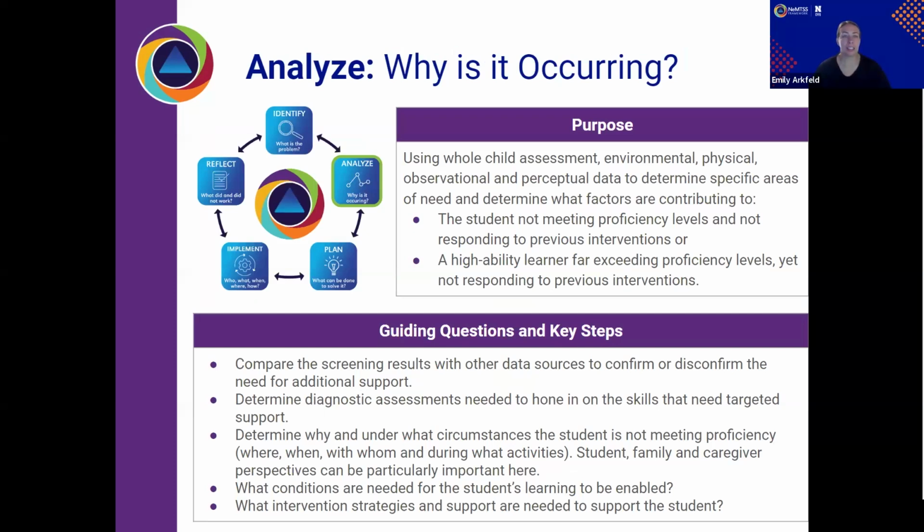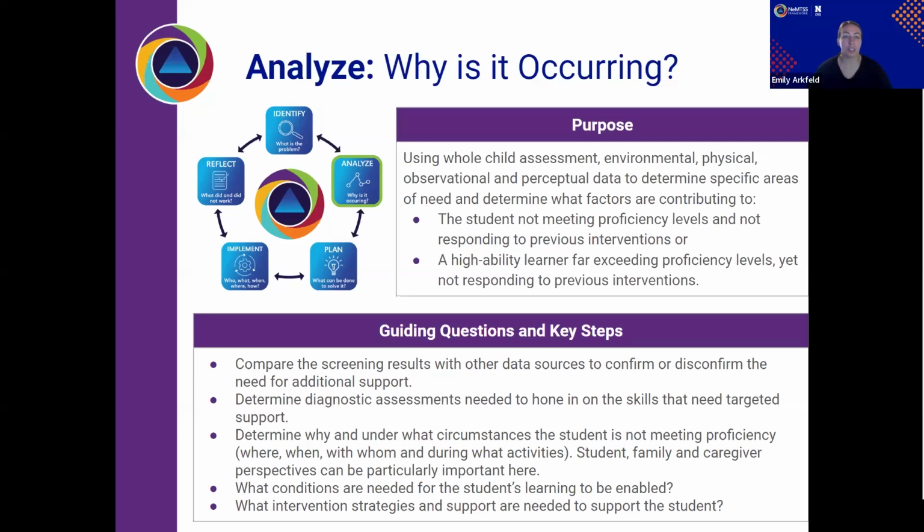Here at the analyze level, we are using whole child assessment, environmental, physical, observational, and perceptual data to determine specific areas of need and determine what factors might be contributing to a student not meeting proficiency levels and not responding to previous interventions, or a high ability learner far exceeding proficiency levels yet not responding to previous interventions. We will want to compare screening results with other data sources to confirm or disconfirm the need for additional support.